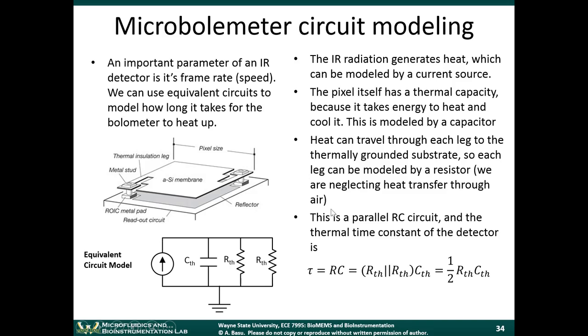Heat can travel through each leg to the thermally grounded substrate. We model this by a resistor. Notice we're actually neglecting the heat transfer through the air. You can actually have a little bit of heat transfer through the air. Now, this is a thermal parallel RC circuit.